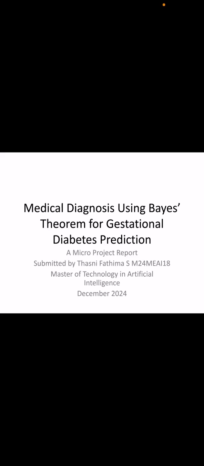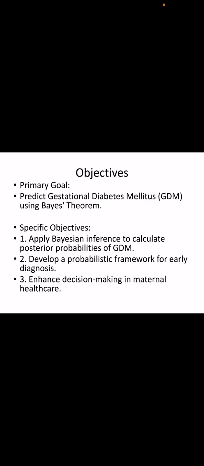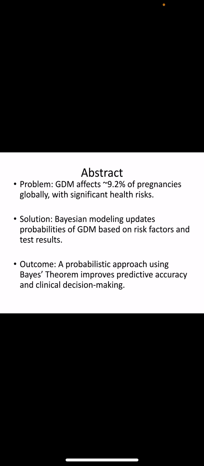My project topic is medical diagnosis using Bayes theorem for gestational diabetes prediction. The main objective is to predict gestational diabetes mellitus using Bayes theorem, and the specific objectives are to apply Bayes inference to calculate the posterior probabilities of GDM and develop a probabilistic framework for early diagnosis and enhance decision making in maternal healthcare. GDM, gestational diabetes mellitus, affects 9.2% of pregnancies globally with a significant health risk.